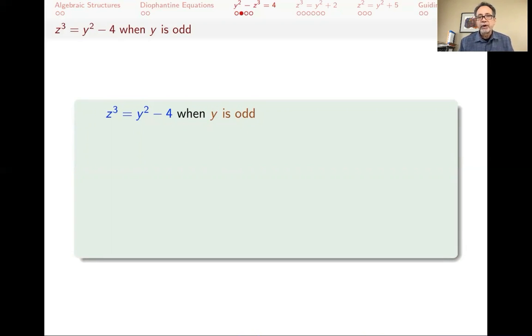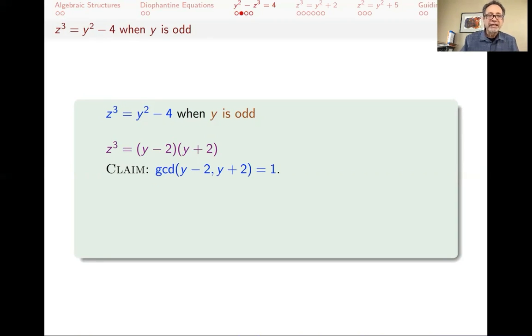Y is odd, and we want to solve z cubed equals y squared minus 4. We can factor this as y minus 2 times y plus 2. So the first thing I'm going to say is that the 2 factors are going to be relatively prime. Why is that? If they're not relatively prime, something has to divide both of them, y minus 2 and y plus 2. And then that thing, whatever it is, will have a prime factorization. So there will be some prime that divides both y minus 2 and y plus 2.